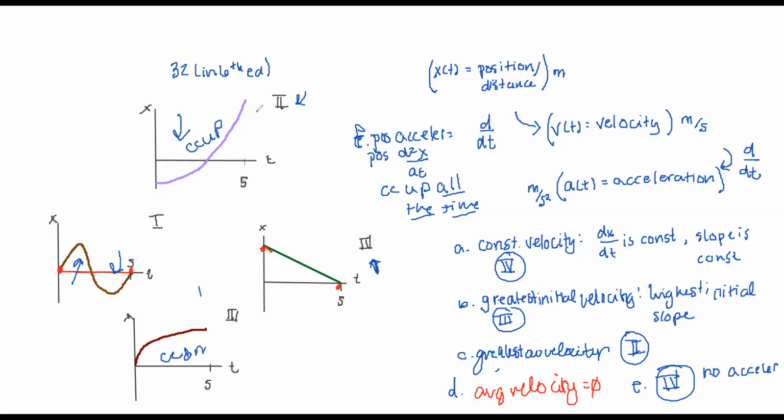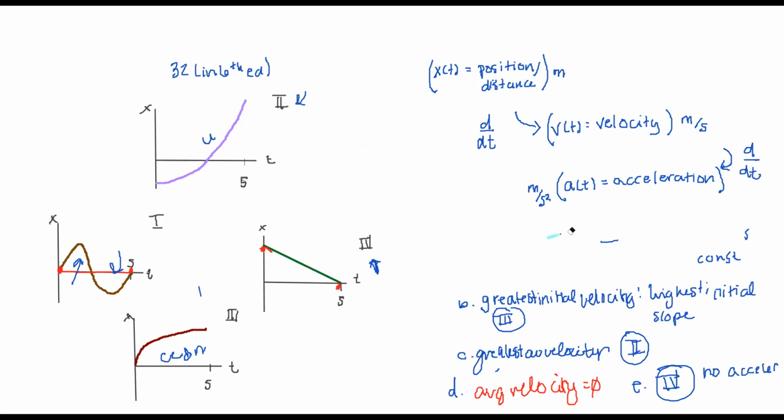So our answer is going to be 2 again. Could you run over that one more time, just quickly? The positive acceleration because it's concave up? Yes, okay. Think about it in our train of logic. Our train of logic is basically going to go like this. We are looking for something that has positive acceleration throughout the entire graph.